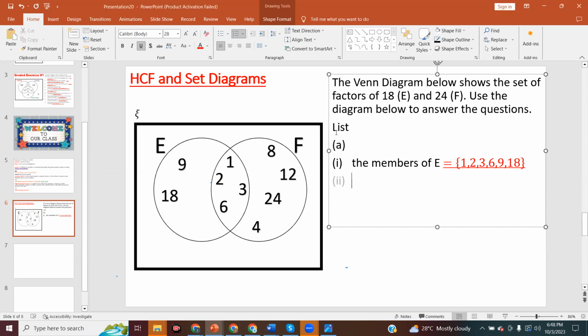So put your answers inside the chat for me, please. They want you to list the members of F only. The members of F only. Again, put your answers inside the chat, what you think it is going to be. Remember that in listing the elements of the set, you must use curly brackets.